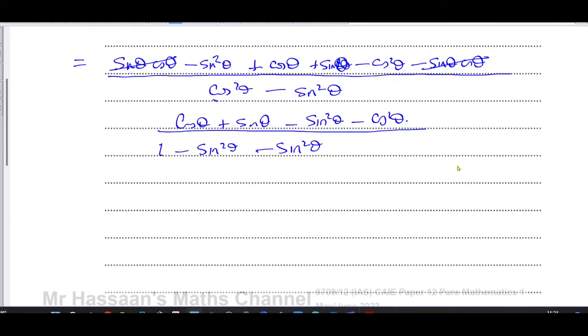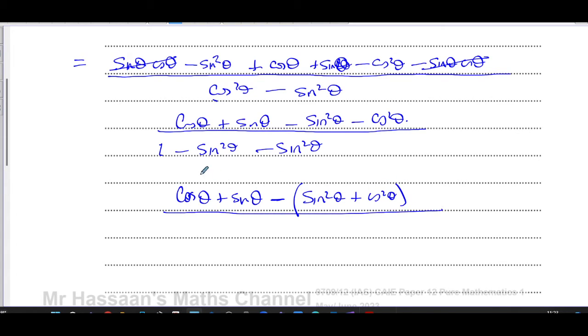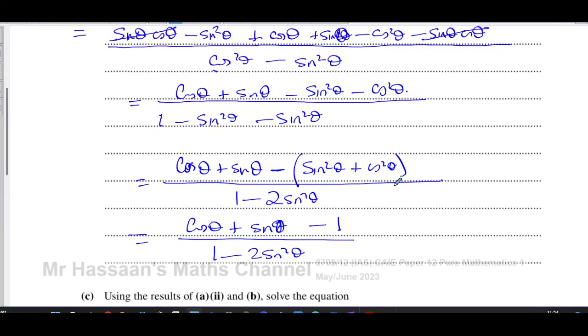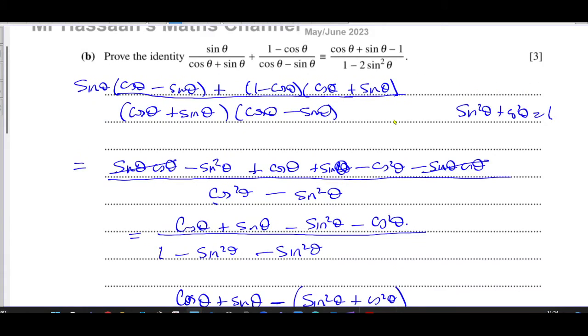and it will give me exactly what we've got there. So what I'm going to do now is write this as cosine theta plus sine theta. I'm going to take out minus 1 as common in these two. That will give me sine squared theta plus cosine squared theta in the bracket, divided by 1 minus 2 sine squared theta. Now this gives me 1. We know sine squared theta plus cosine squared theta equals 1. So we finally end up with what we have to prove: cosine theta plus sine theta minus 1 over 1 minus 2 sine squared theta. That's exactly what we had to show. Okay, so that's done, part B.